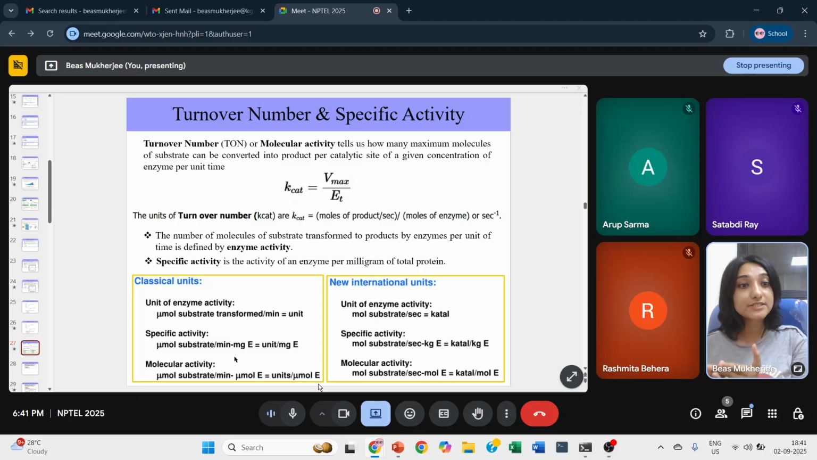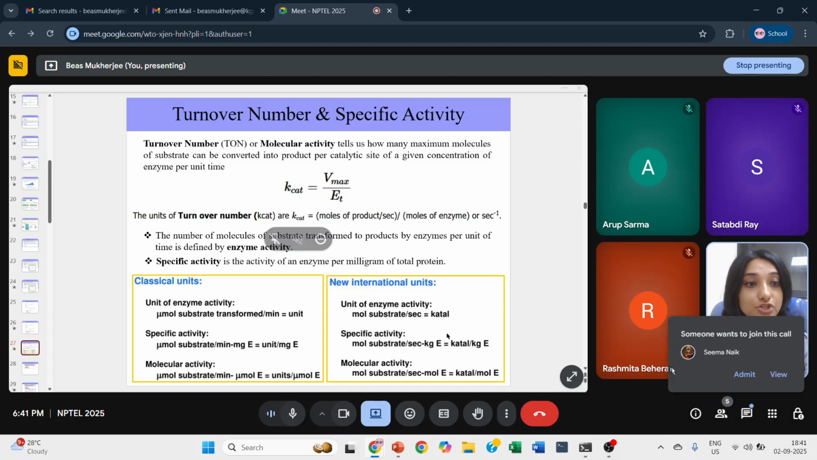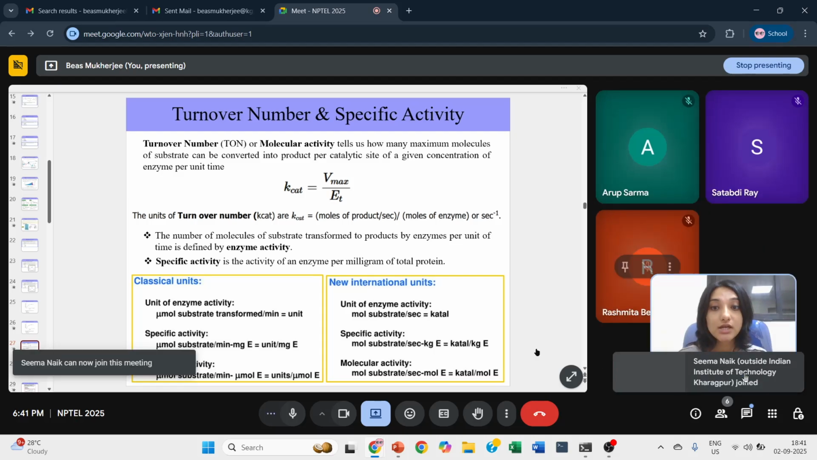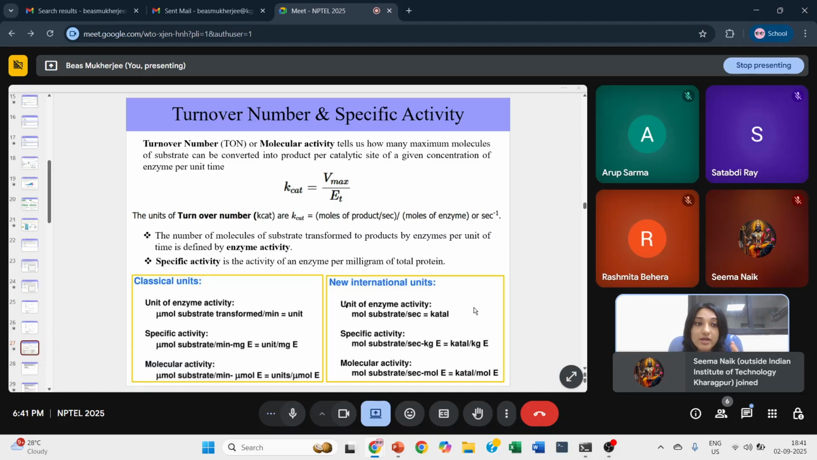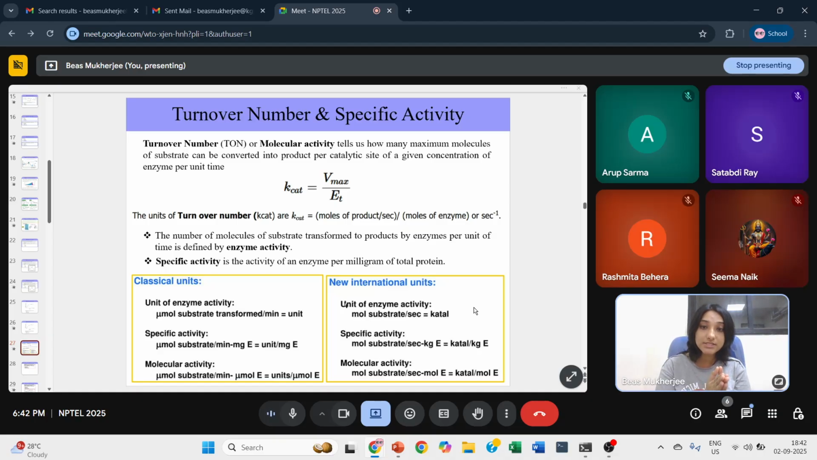Okay. What about specific activity? This is micromole of substrate converted per minute per mg of enzyme. And the unit is unit per milligram enzyme. Okay, now what about molecular activity? So molecular activity is micromole of substrate converted per minute per micromole of enzyme. That is your molecular activity or turnover number. Okay, and the unit is unit per micromole enzyme.